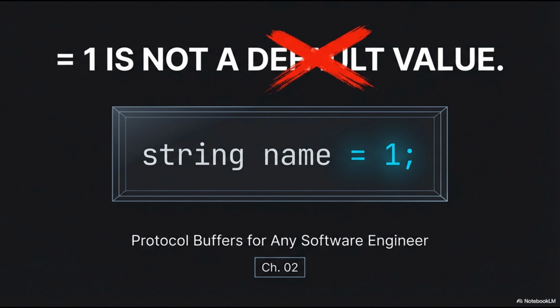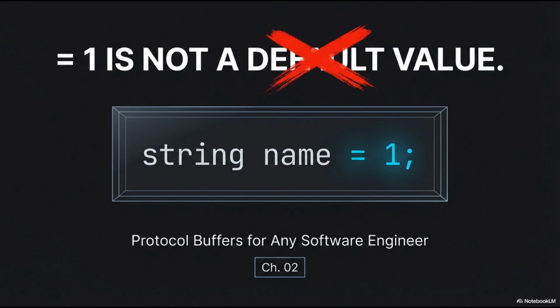So when you look at your very first protocol buffer file, right, you see this line, string name equals 1. And your programmer brain just immediately tells you, oh, that is a default value. Which is totally understandable, but it's not. It is not. Everything you think you know about field assignment is just wrong here.